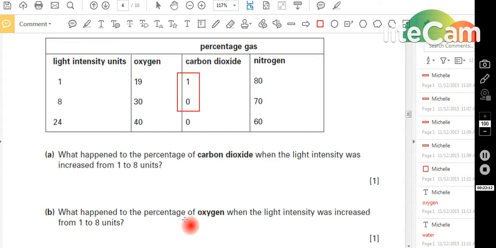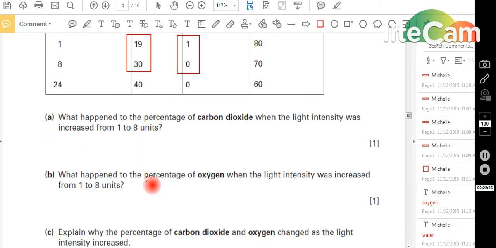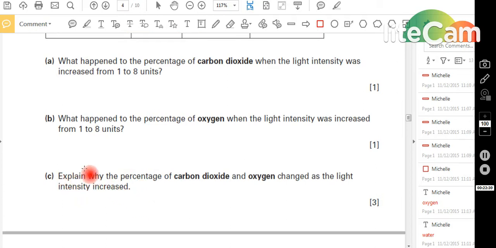What happened to the percentage of oxygen when the light intensity was increased from units 1 to 8? So again, 1 to 8. This time we're working with oxygen though. So what happened? It increased. Well done. Explain. So now we get to the part of explaining these things. Explain why the percentage of carbon dioxide and oxygen changed as the light intensity increased.